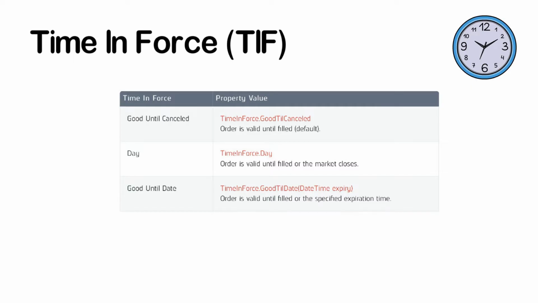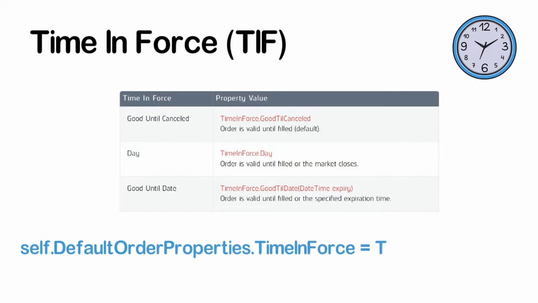The default value is good till cancel, which means that the order stays open until it is either filled or manually cancelled. The second possible value is day, which means that the order will stay active until the end of the day. The final possible value is good till date, which allows you to specify a date until the order should remain open. If this day is reached and the order has not yet been filled, it will be cancelled.